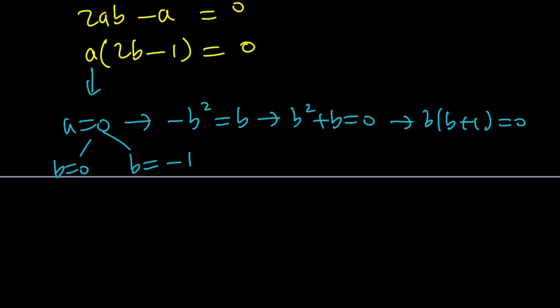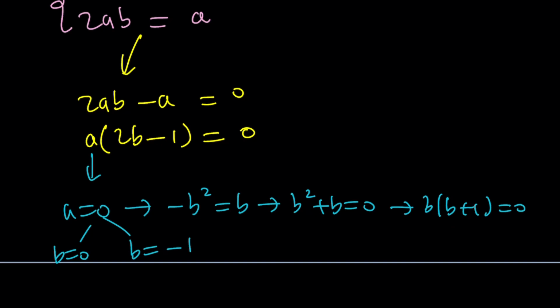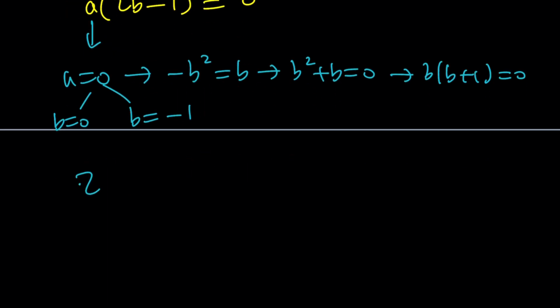Make sense? You can definitely test these out, or plug it into the original equation to see if they're going to work. But from here we got a equals 0, b equals 0 works, which means z equals 0 is a solution because both parts are 0. And another solution would be 0 minus 1i, or just negative i. Again, you can test it out. That's basically what it is. Make sense? This is the first part from a equals 0.